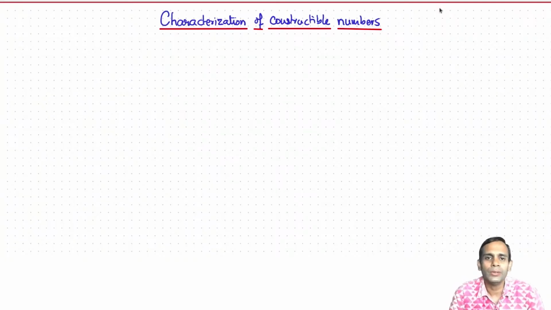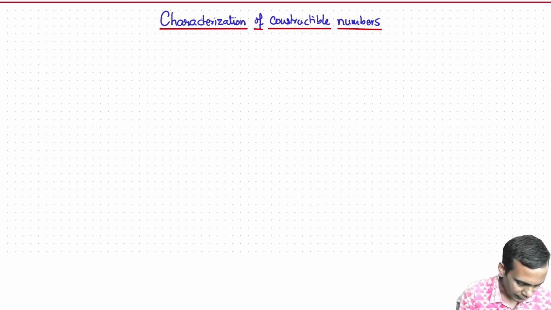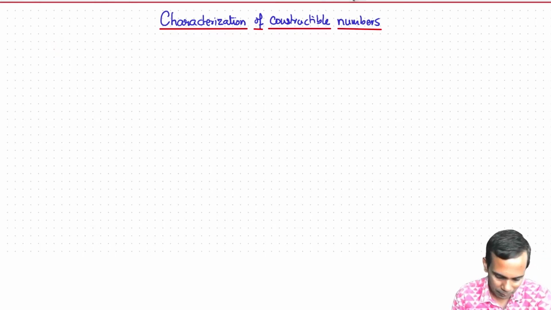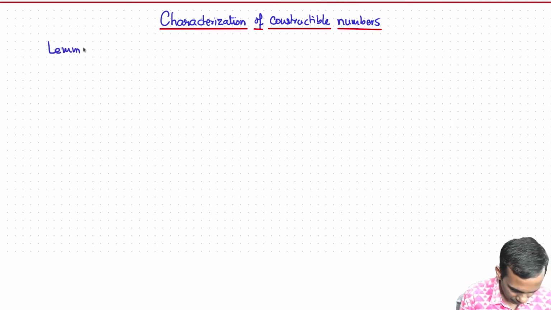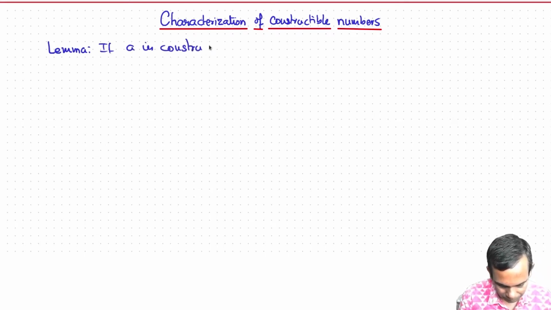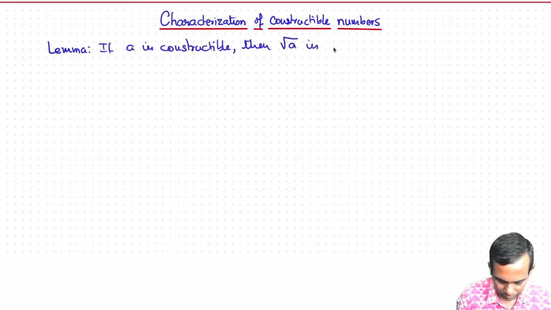We are now ready to describe what all constructible numbers look like in terms of towers of field extensions. There's just one little construction we need before we can put all this into motion, and that is the following: if you can construct a, then you can also construct square root of a. So let's call it a lemma maybe. If a is constructible, then square root a is constructible.